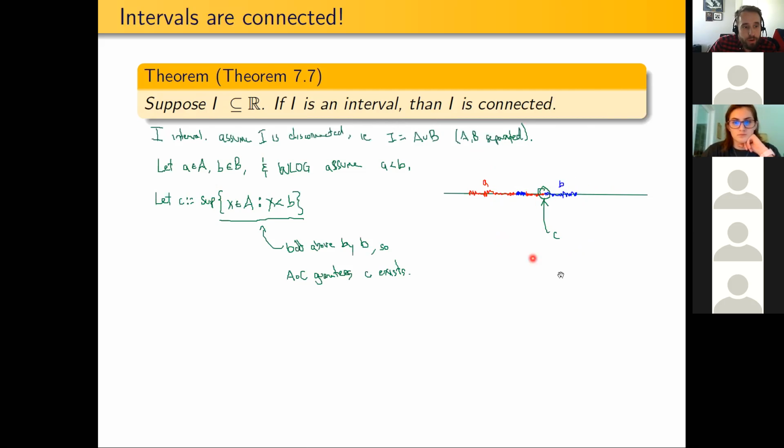So the intuitive picture that I've drawn here at least kind of makes sense. C is between a and b. And so we want to now make a contradiction to the fact that A is disconnected, or rather that the sets A and B are separated. And it looks like I'm going to run out of time. So I'll say here, to be shown.